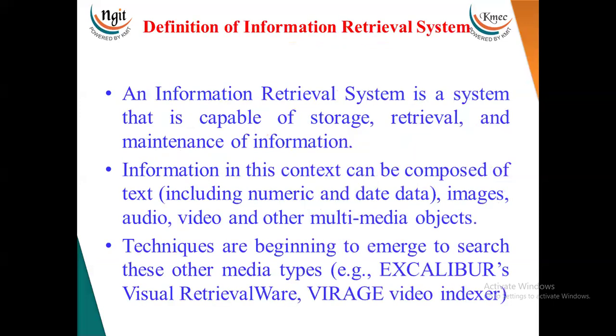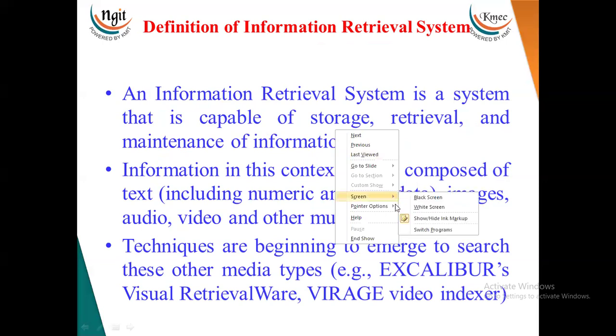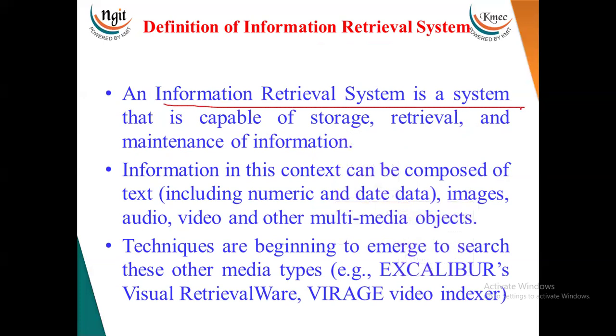Now, coming to the basic definition of the IRS, what is meant by information retrieval system? It is a system. IRS is a system which is capable of storage, retrieval, and maintenance of information. This is very much important. DBMS is also the same thing. We will store the data, we will manipulate the data, we will retrieve. But in case of this one, it will only help in the storage, retrieval, and maintenance of information. So you can do the modifications also.